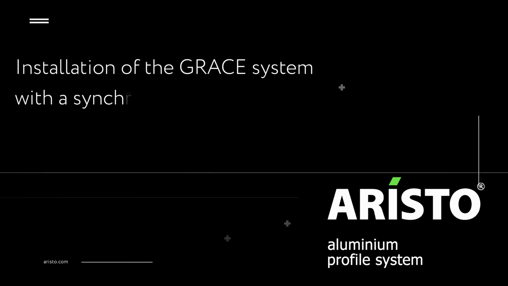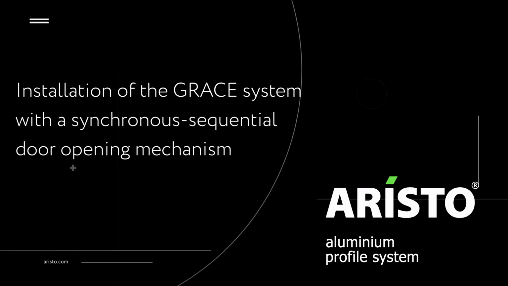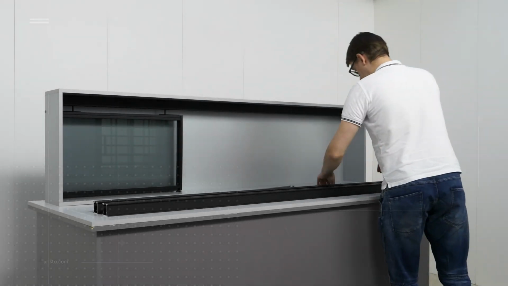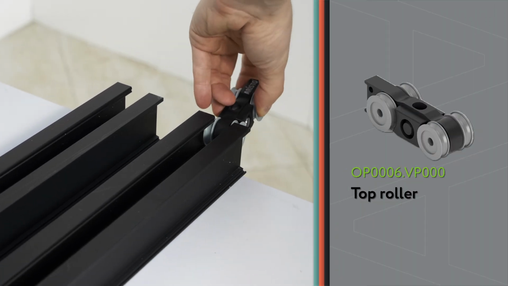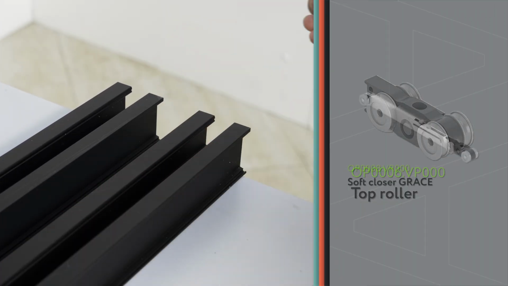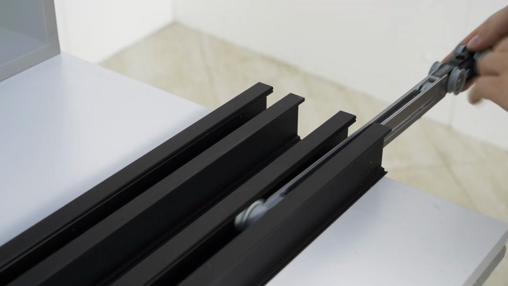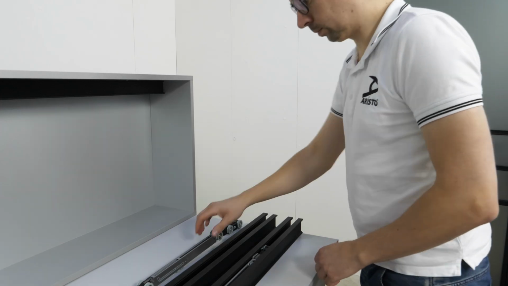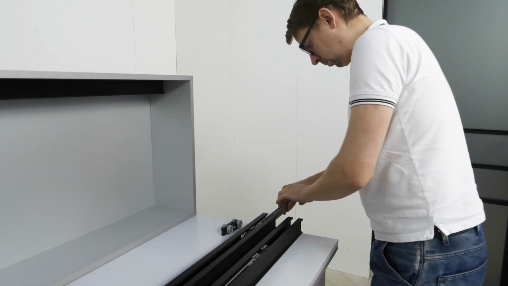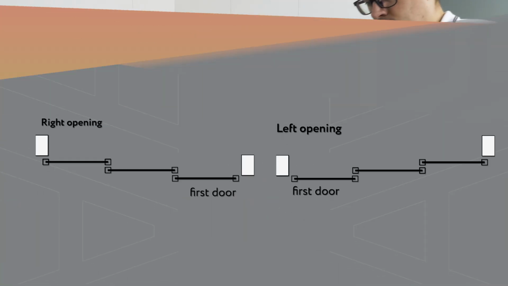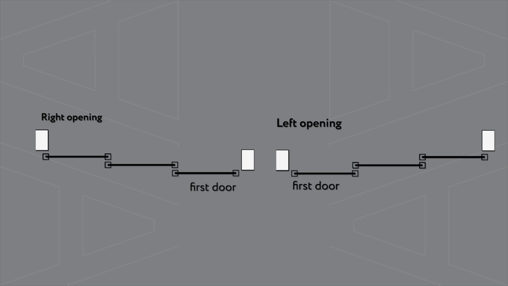Installation of the GRACE system with a synchronous sequential door opening mechanism. Insert the fittings into the tracks. Two soft closers are enough for the entire system: one for closing, one for opening. Right or left execution is possible.